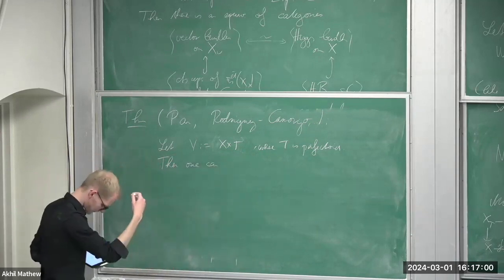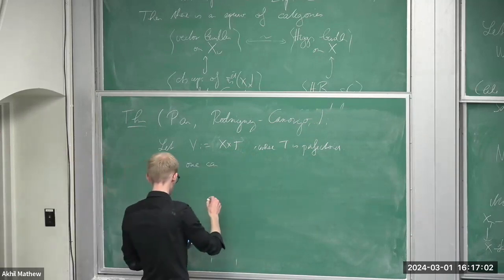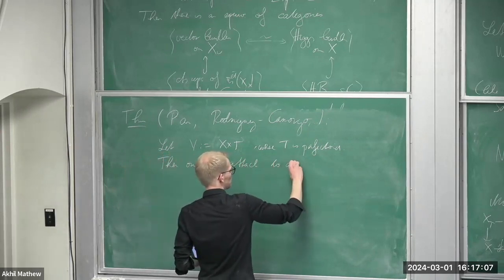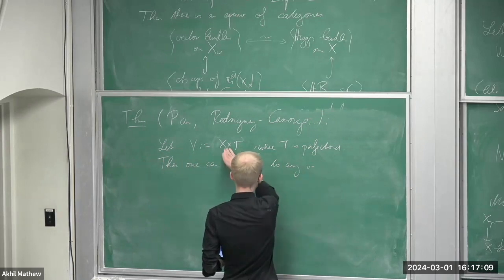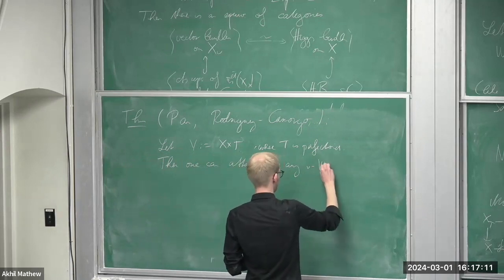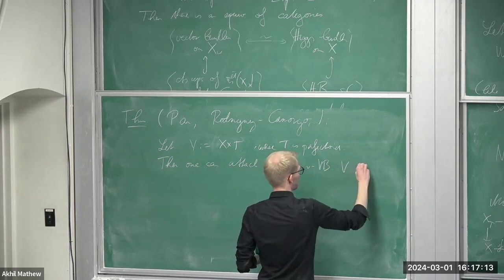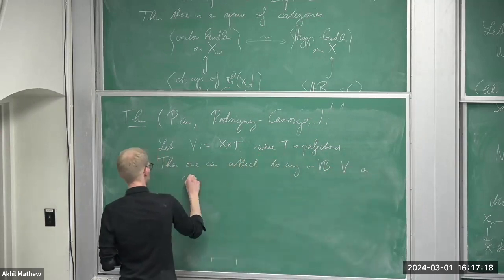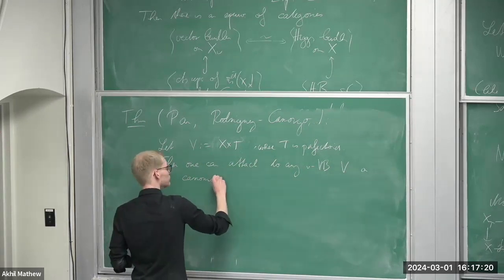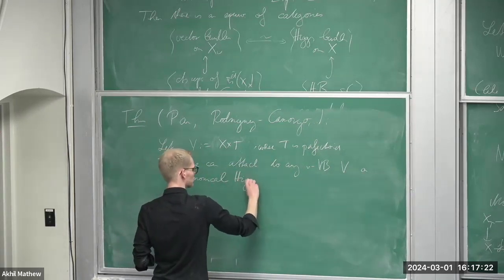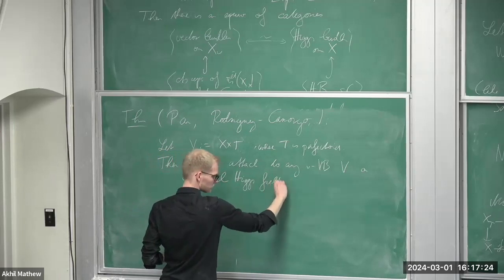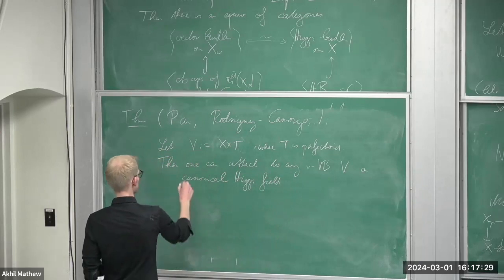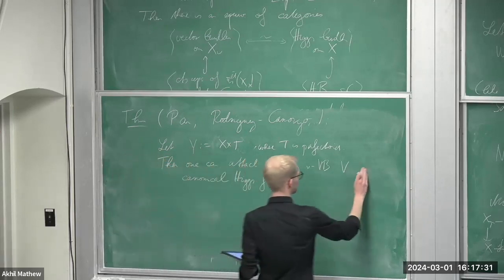I want to phrase this theorem in a rather weak form, which is already interesting. It says that we can attach to any vector bundle V on Y a canonical Higgs field.